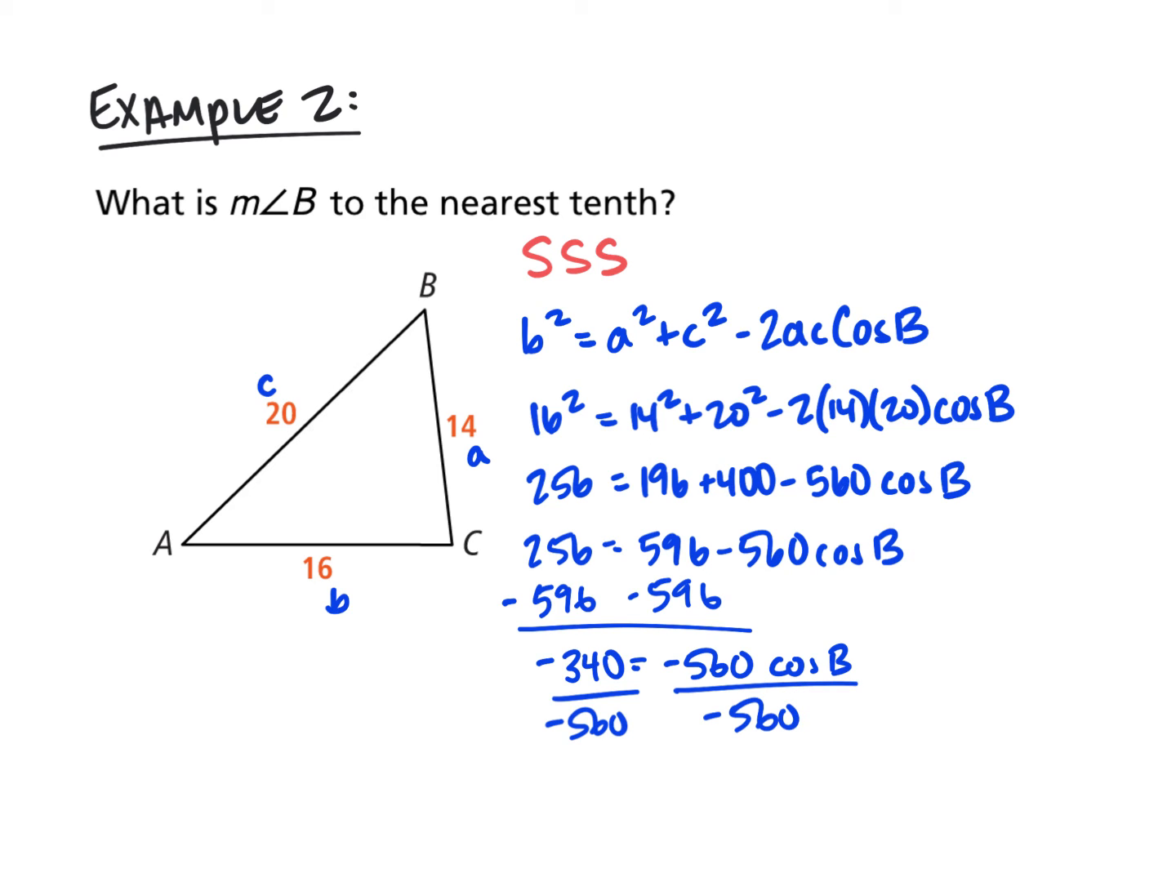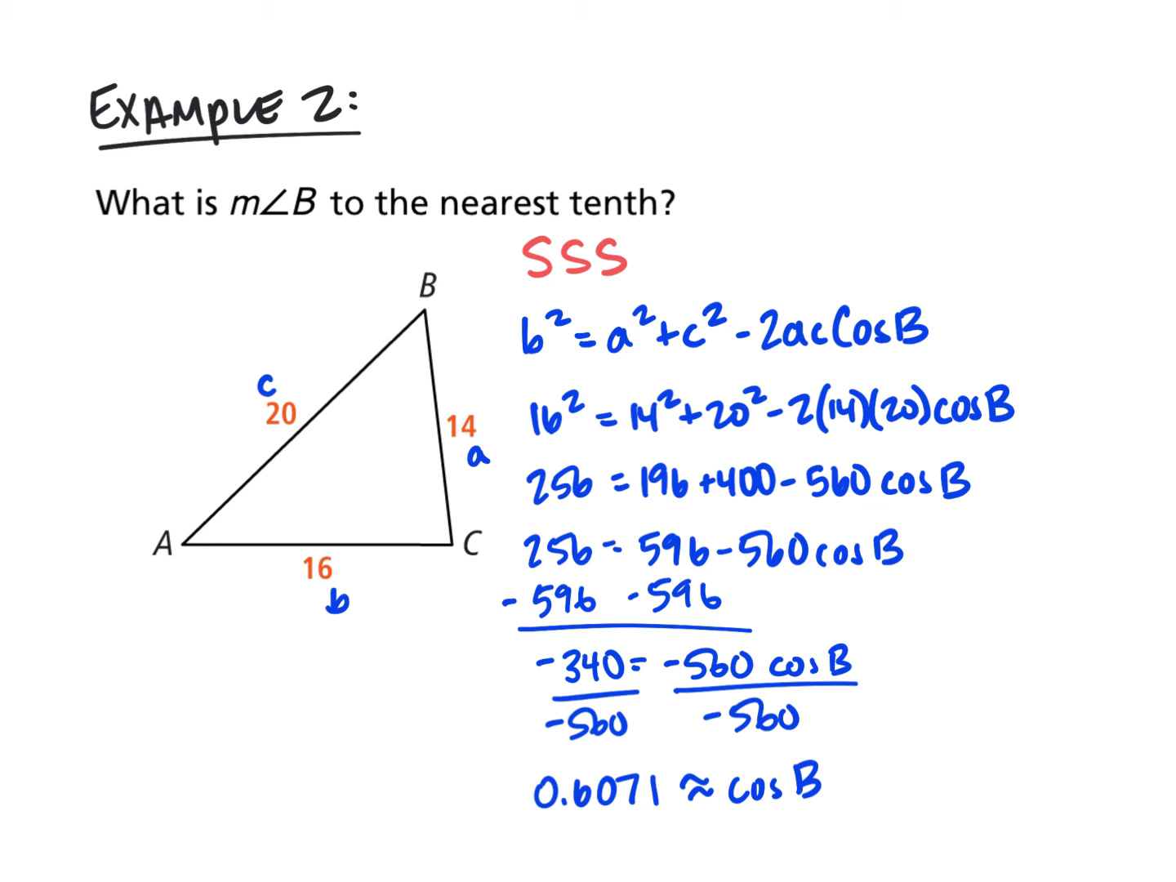And so that's going to be, let's see, 340 divided by 560. I know the negatives are going to cancel out. I'll have about 0.6071 is the approximate value of the cosine of angle b.